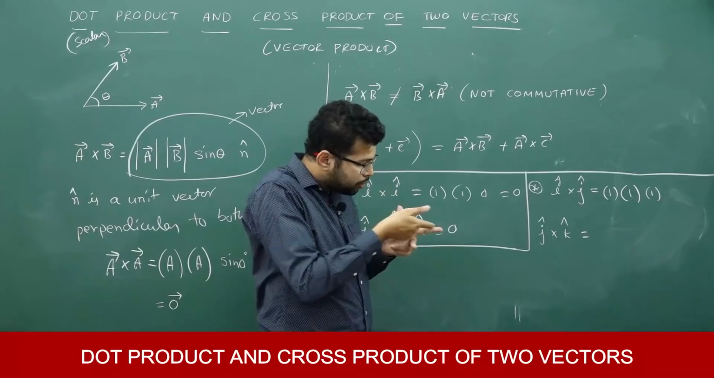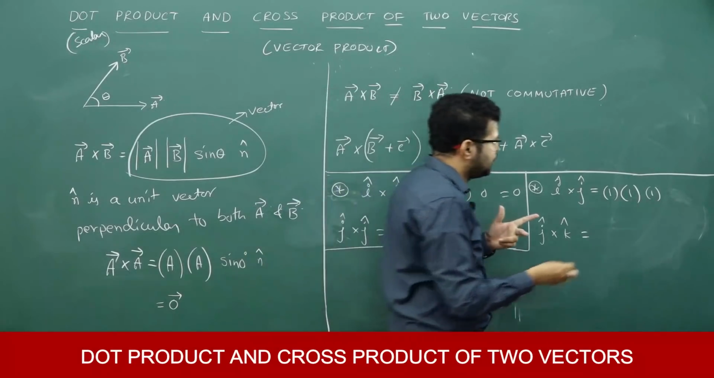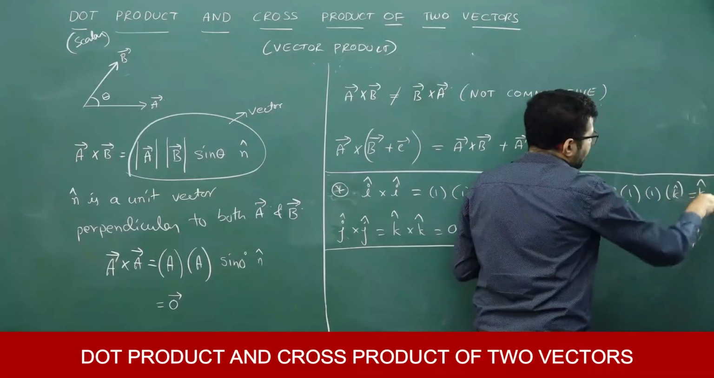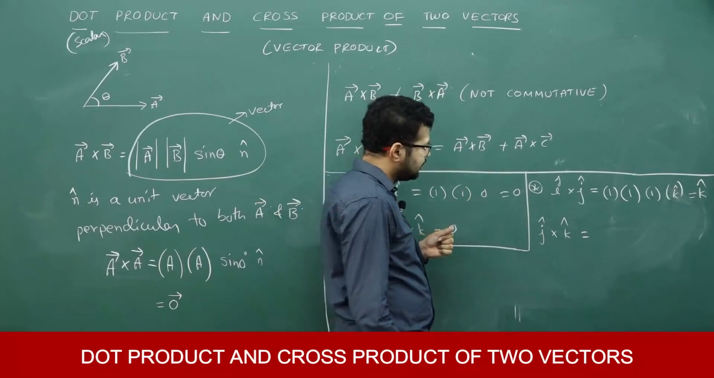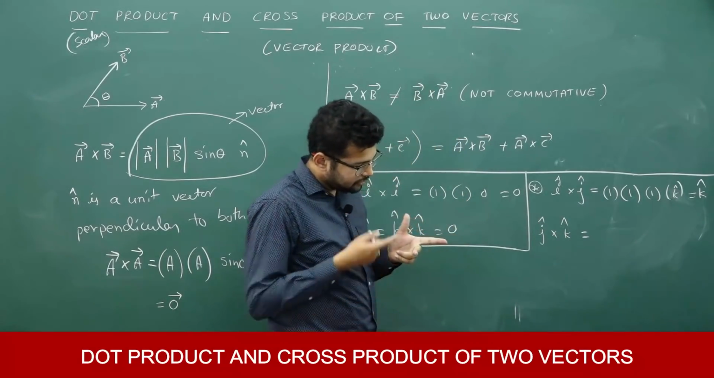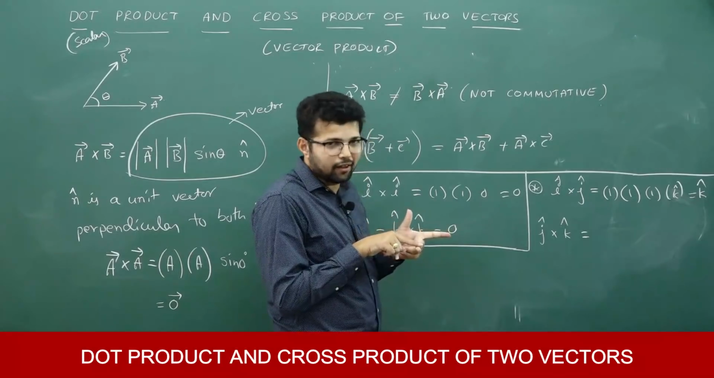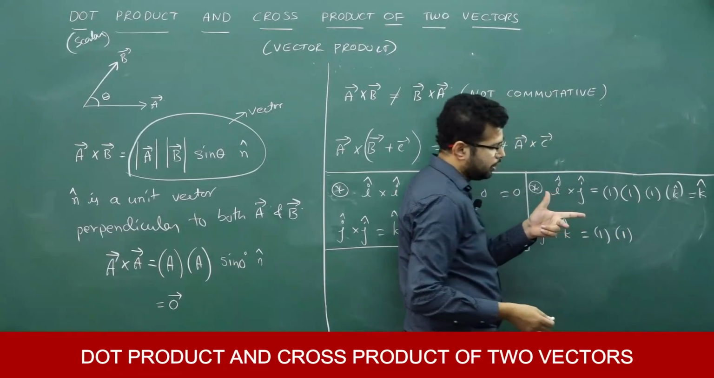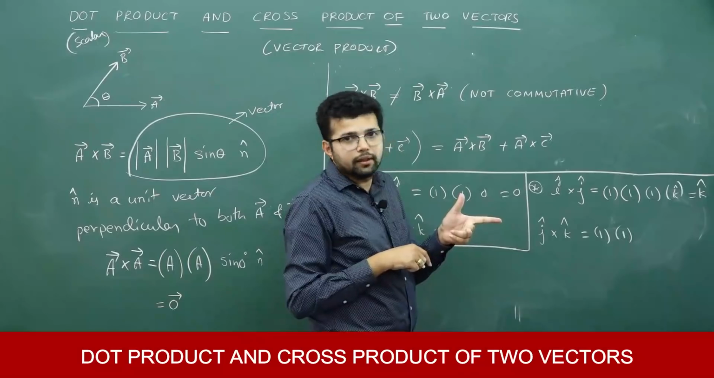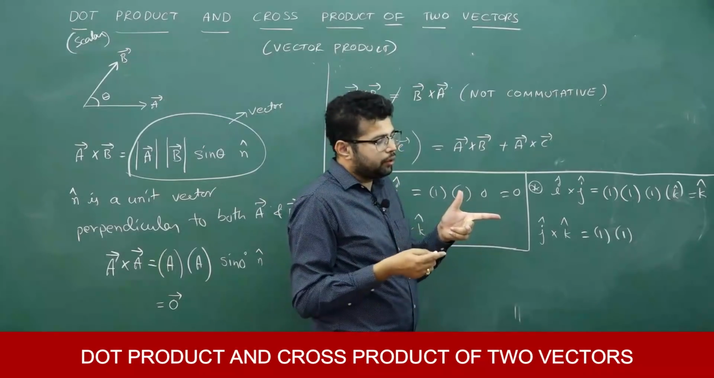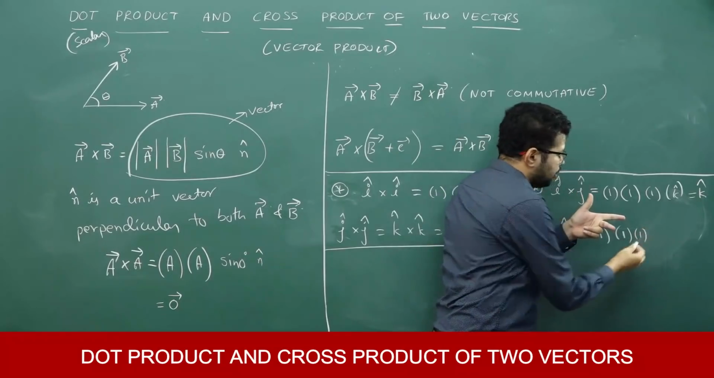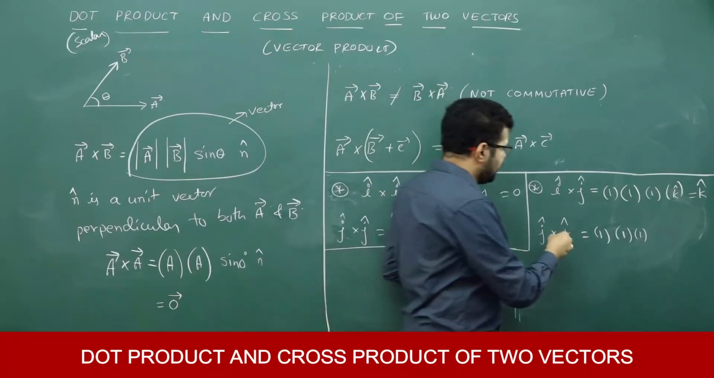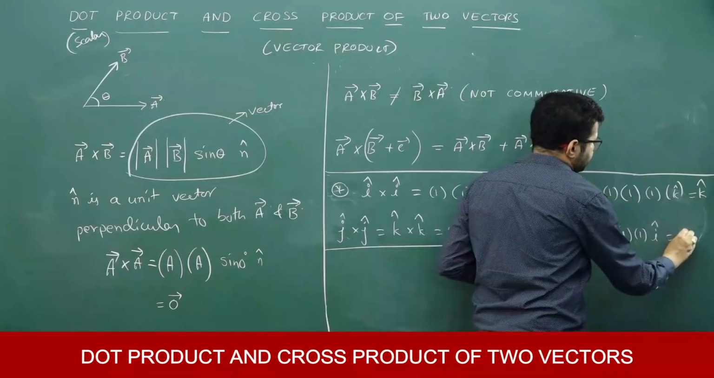A unit vector perpendicular to both i and j means it is k. So here I should write it multiplied by k cap. So i cap cross j cap is k cap. Now, what is j cross k? The magnitude of j cap is 1, the magnitude of k cap is 1, the angle between j and k is 90 degrees, and sin 90 is 1. Then you should have a unit vector perpendicular to both j and k, that is i. So j cross k is i cap.